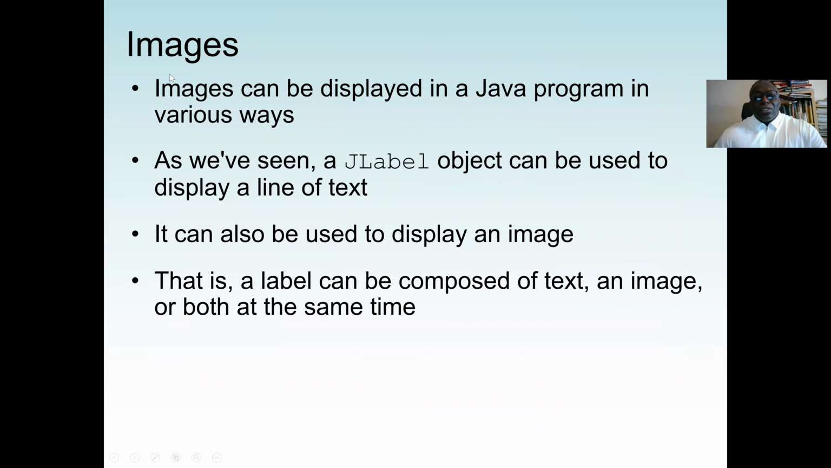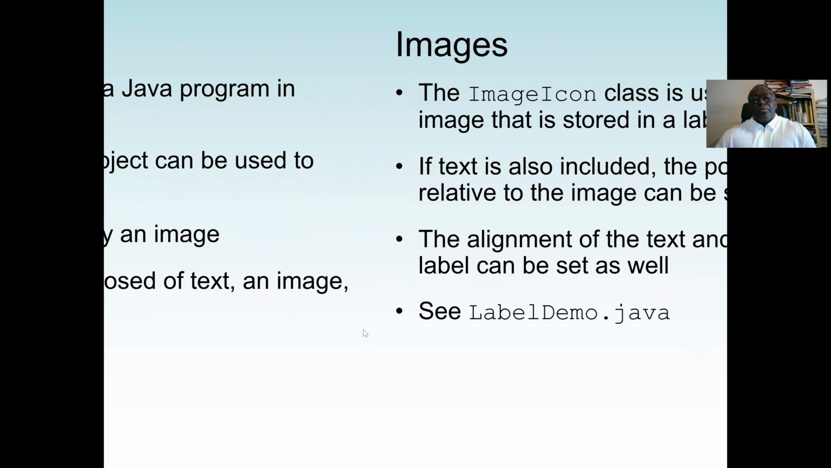So the next section is that we can also use images. Images can be displayed in a Java program in various ways. One is the GUI. I can display an image in a label, and that's what we're going to do here. As we have seen, a JLabel object can be used to display a line of text, like 1, 2, or anything. But it can also be used to display an image. That is, a label can be composed of text, an image, or both at the same time.